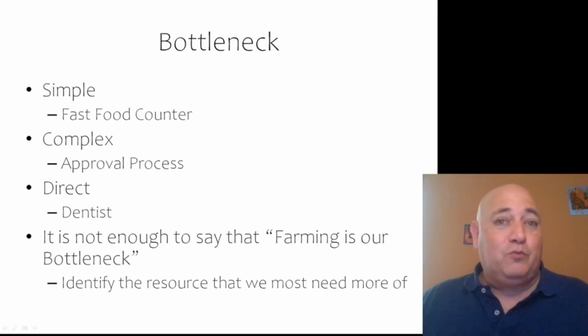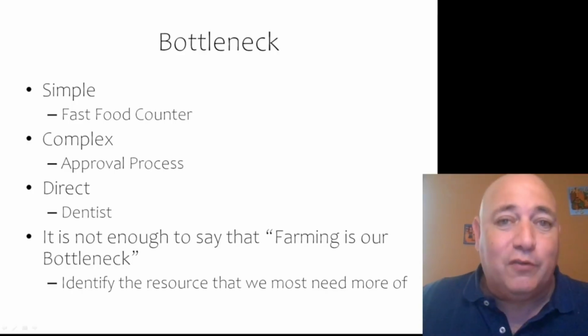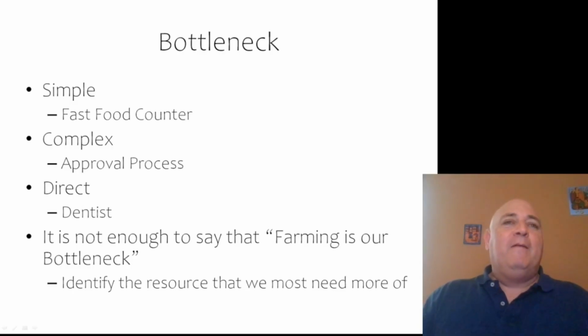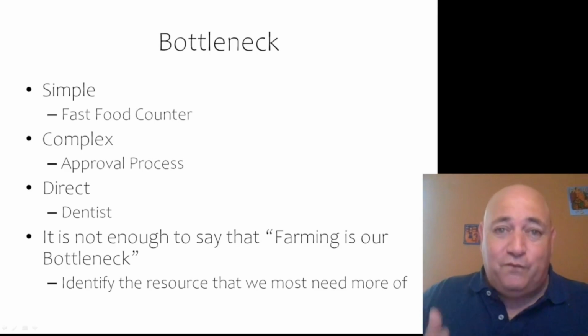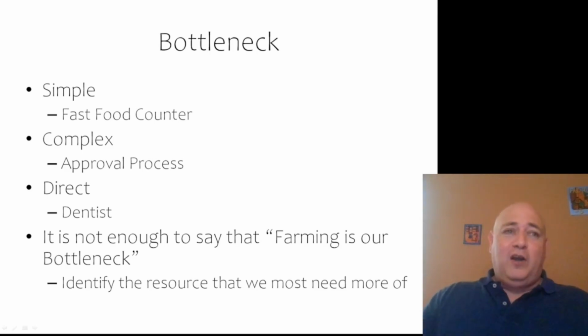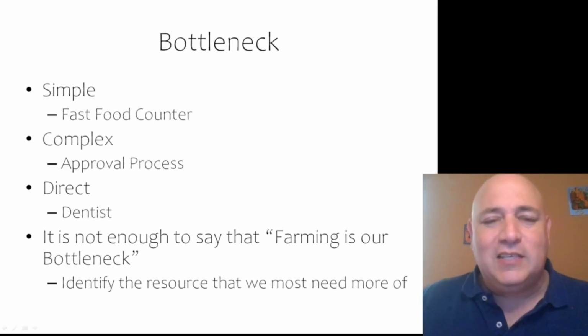That would be a bad situation where the bottleneck is the parking lot instead of the dentist chair, kind of thing. So in some cases you'd say, well, Stardew Valley is a farm game, so farming is our bottleneck. Well, we just can't say that.